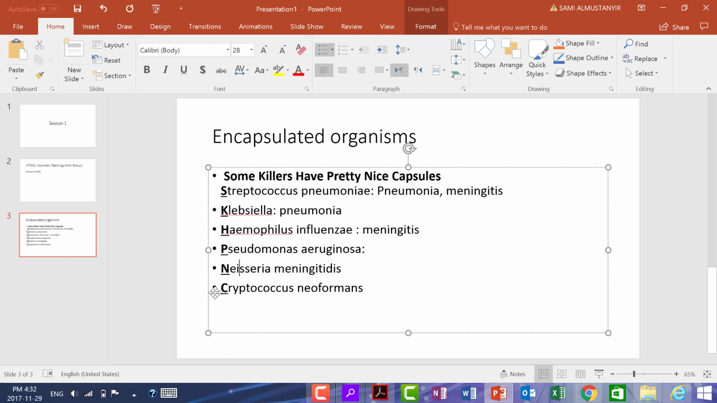Neisseria meningitidis is a cause of meningitis. It's called meningococcus, and it's given actually as a vaccine. There's a vaccine to prevent the infection of meningococcus that's given before or people older than 60 and before some situations like before going to Hajj in Mecca.